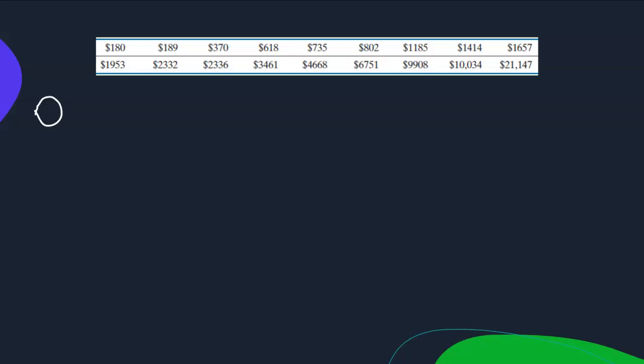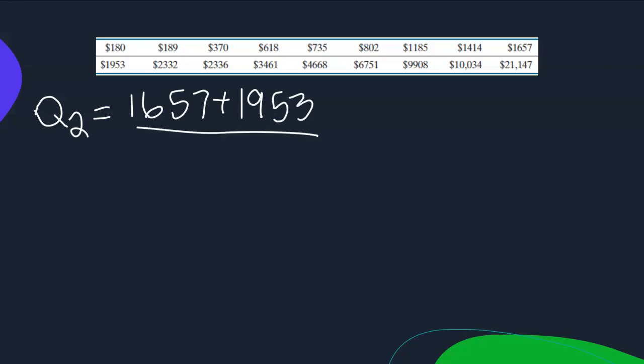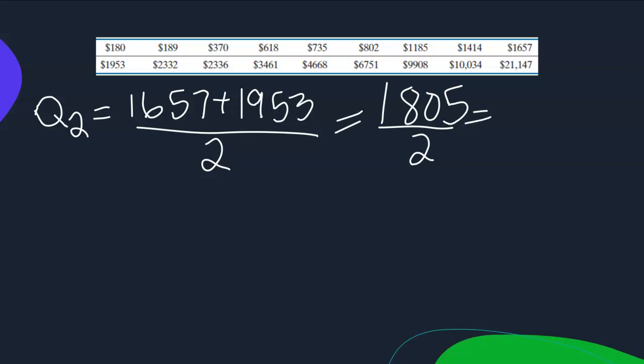You take the average of the 2 middle numbers. So for my Q2, I would add up this 1657 and this 1953 and divide it by 2. Okay. If you add 1657 and 1953, you get 1805. And divided by 2, you get, oh no, I take that back. You don't get 1805. 1805 is your final answer. Let me erase that up here really quick. So 1805 is your Q2.